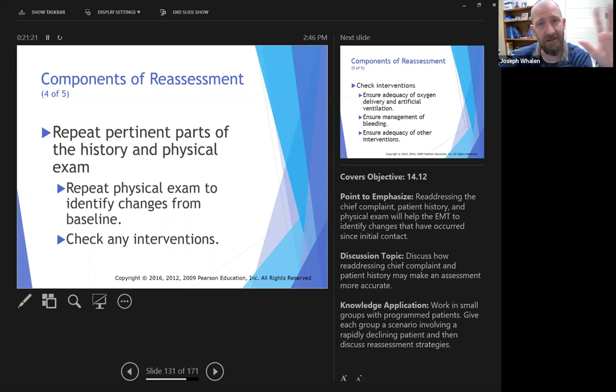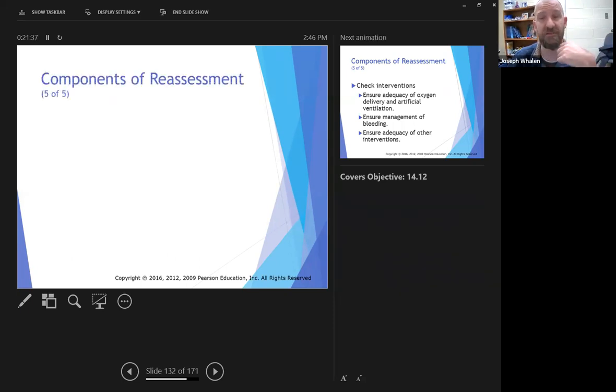Whatever your intervention may have been, is it working? Is it the good thing to do? Do we need to do something else? Or are we on a good path? So checking the interventions, again, along with our primary and secondary assessment, is all important because things change.